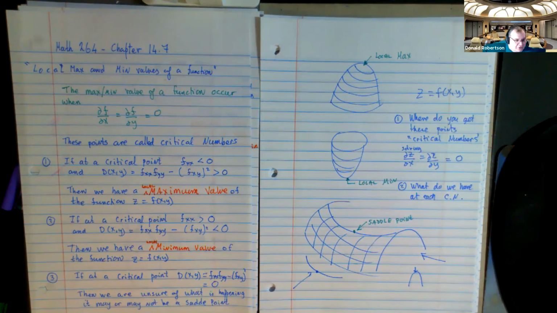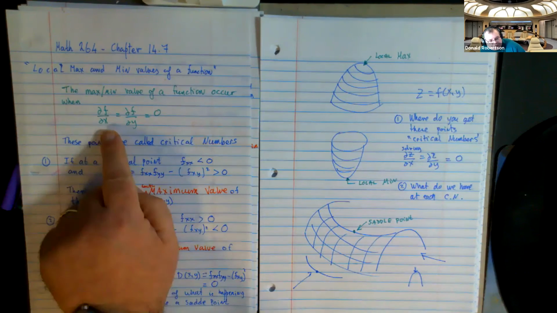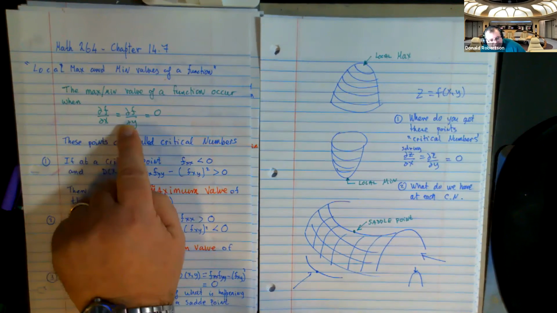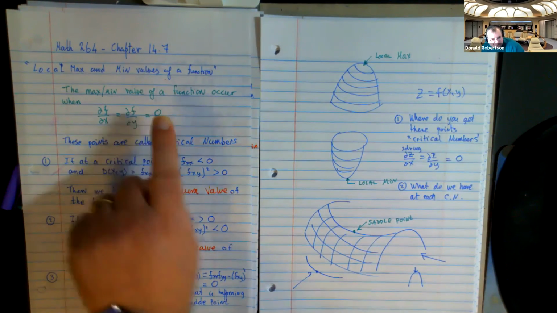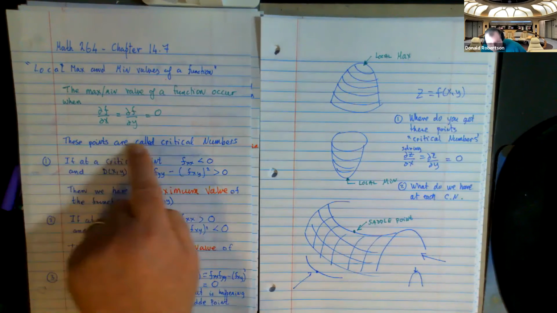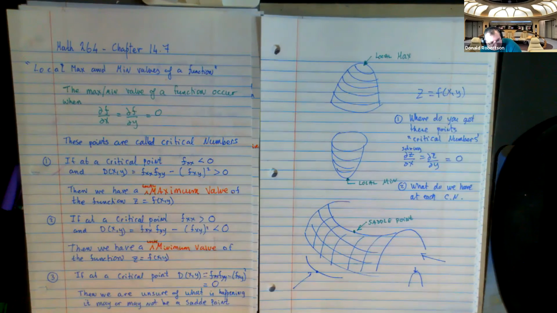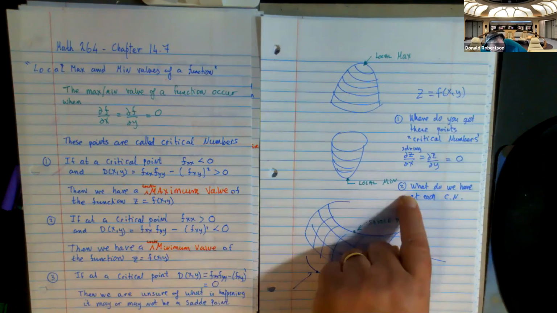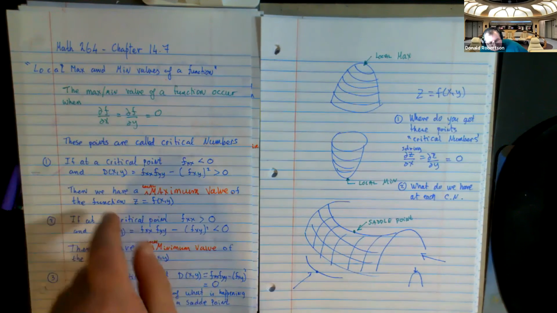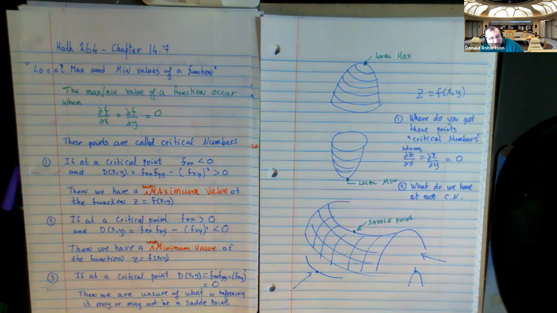If you want to find the local max or min or saddle point of a function, you solve when the derivatives are both equal to 0. These are called your critical numbers. Now, the second part is what's happening here. And look at how messy it is. I'll try and break it into stages.